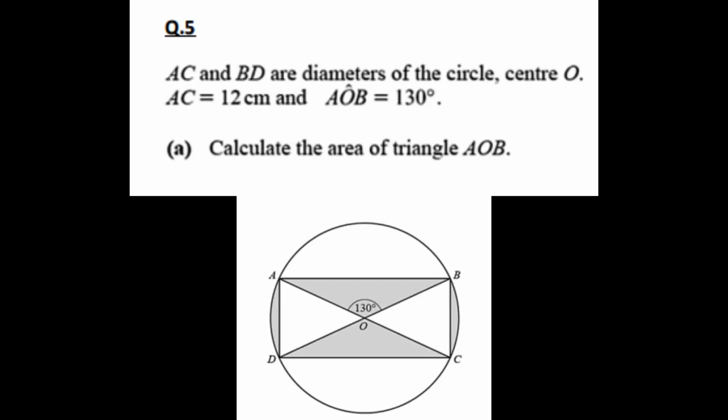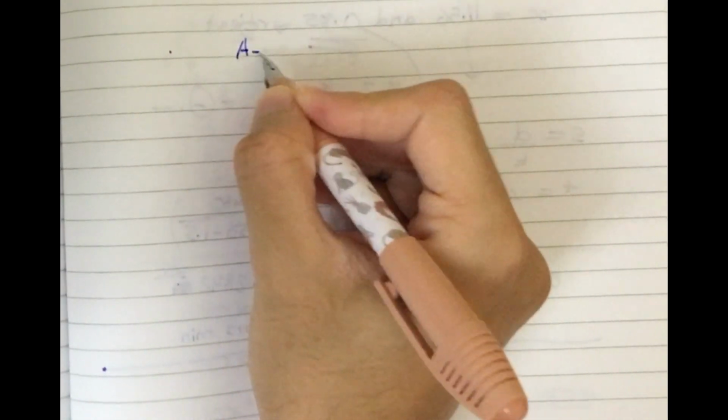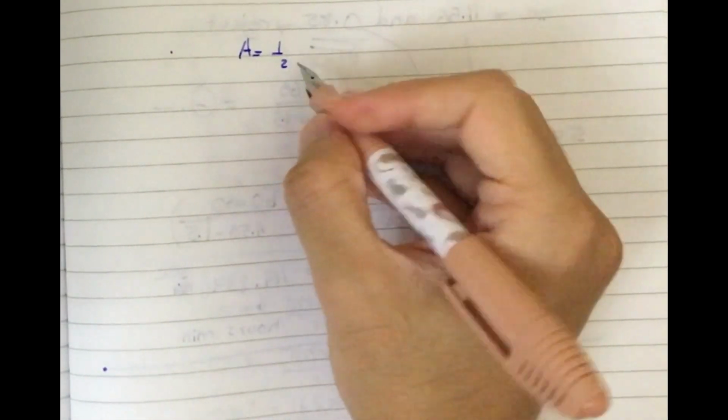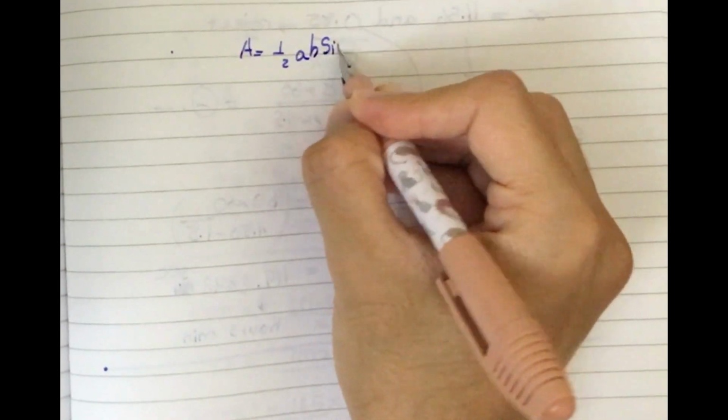So I got a question right here. AC and BD are diameters of the circle with center O. AC is equal to 12 centimeters and angle AOB is 130 degrees. Calculate the area of the triangle AOB. I know that to calculate the area of triangle AOB, the formula is A equals 1/2 AB sine C.